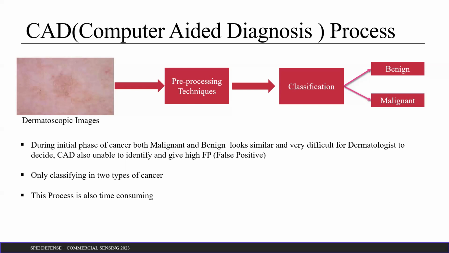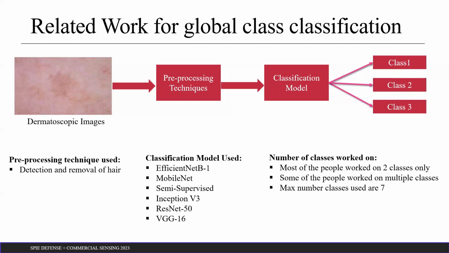So now let's see the classification models and pre-processing techniques that people are using right now. The whole process of classifying skin cancer is first taking the dermatoscopic images, then applying some pre-processing techniques, let's say to enhance the images and remove hair, and then building the classification model using a CNN. Most of them are right now classifying between two classes, three classes, and so on, and they are doing global class classification, not fine grained classification.